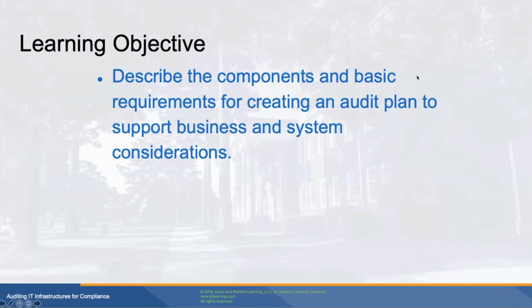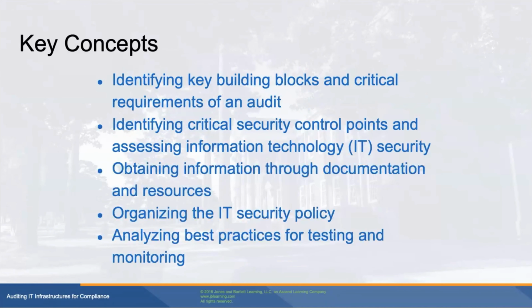So the learning objective, what we should be able to do when we complete this chapter, is to describe the components and basic requirements for creating an audit plan to support business and system configurations. So we're going to devise a method for audits in the IT department. Key things we're going to have to do is identify key building blocks and critical requirements of an audit. So we're going to look at all the different little pieces that we need to put together to do an audit.